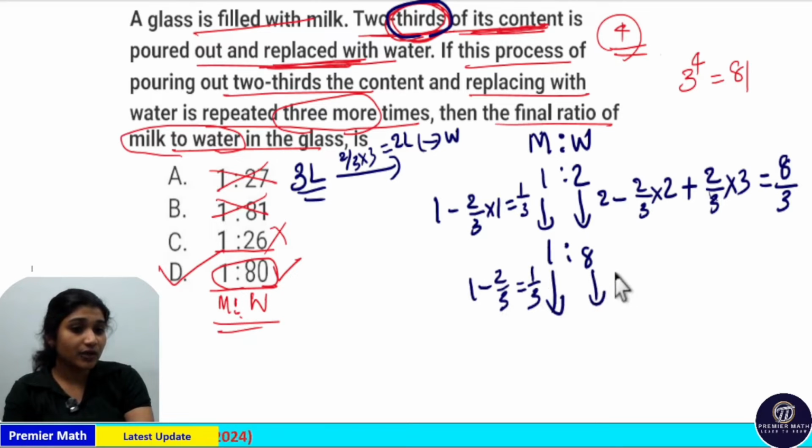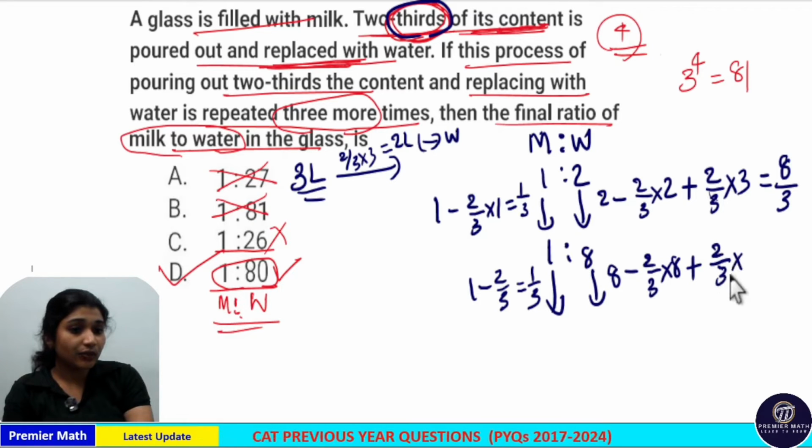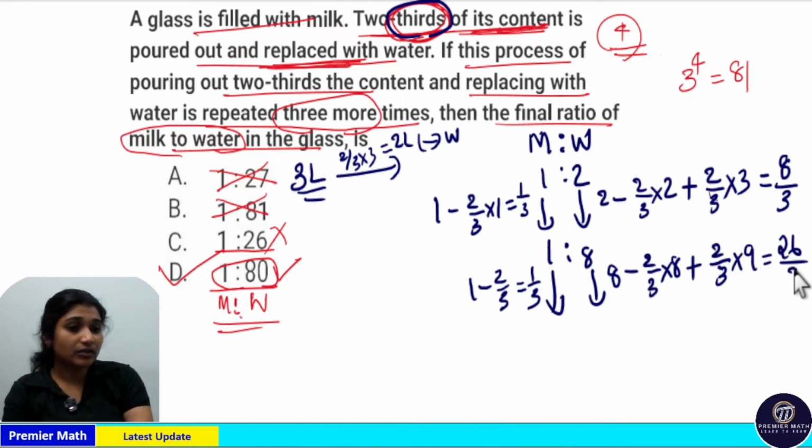And from this 8, you are taking out 2/3 of 8, and you are adding 2/3 of the total quantity of the mixture, which is 9. You are adding water as 2/3 of 9. You are replacing the amount of water as 2/3 of 9 here. So the total sum here will be 26/3. So 1/3 to 26/3 means the ratio is 1:26.